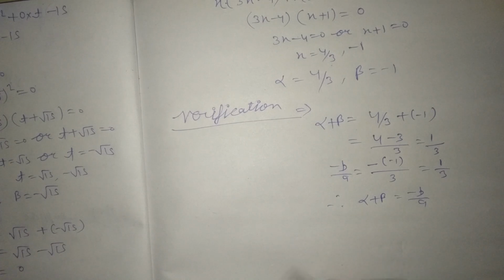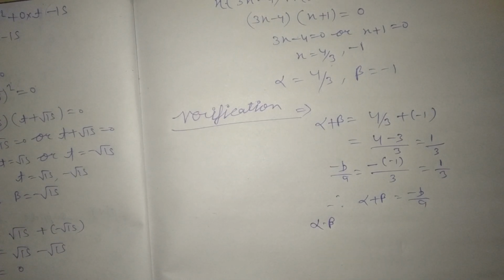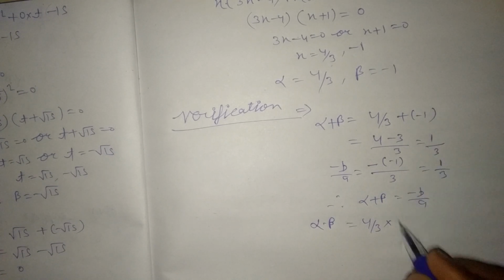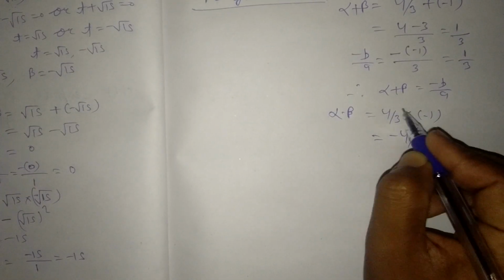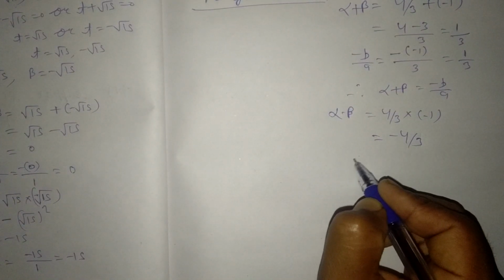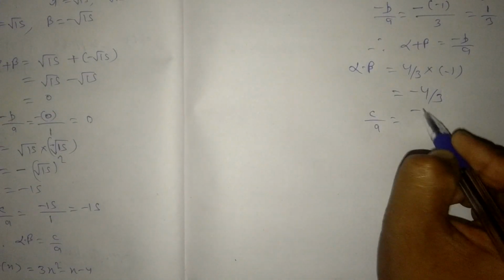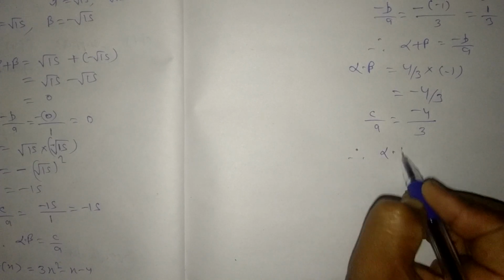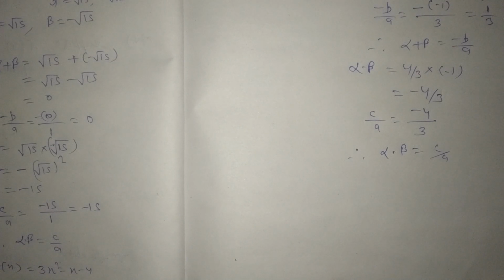Okay, and also our second condition is alpha into beta, meaning the product of these two roots. You will get alpha is 4 upon 3 into beta is minus 1. Okay, now solve. Whenever you solve these two products, you will get minus 4 upon 3, and also c upon a, the value of c is minus 4 upon the value of a is 3. So you can say therefore alpha into beta is equal to c upon a. So our first question is fully completed.